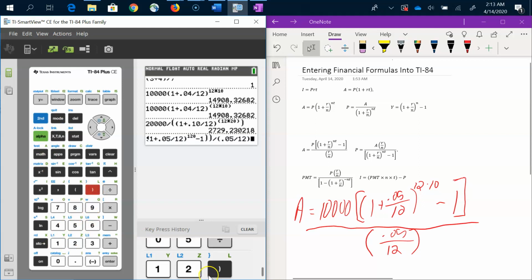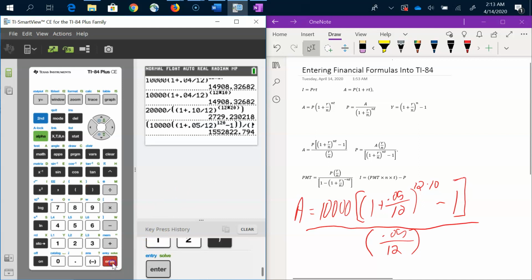So this is such a complicated expression to enter in the calculator, you can't even see the full keystrokes in the calculator screen. Hitting enter, and the total amount after, what did I say this was going to be, 10 years is, I wish this had commas, $1,552,822.79.